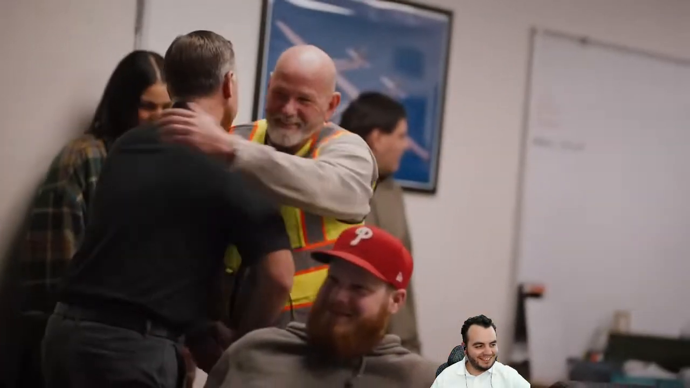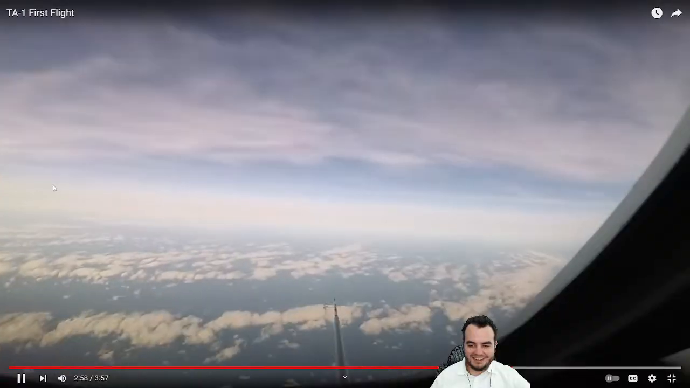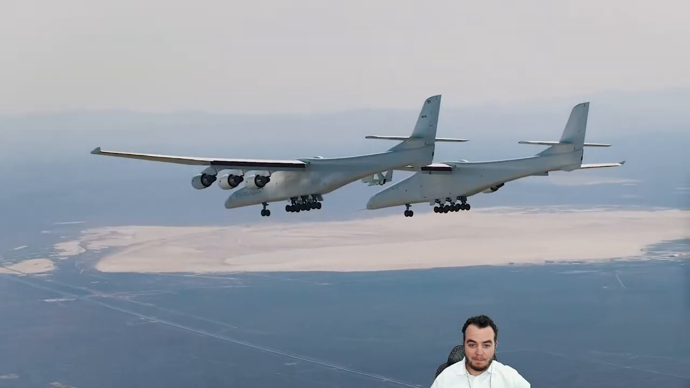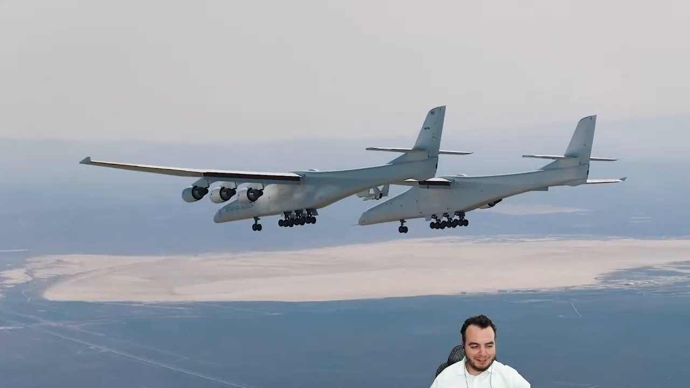Engine shut down. Good glide. Be advised we have a super experimental inbound for runway 30. All systems good for landing. Super experimental inbound.